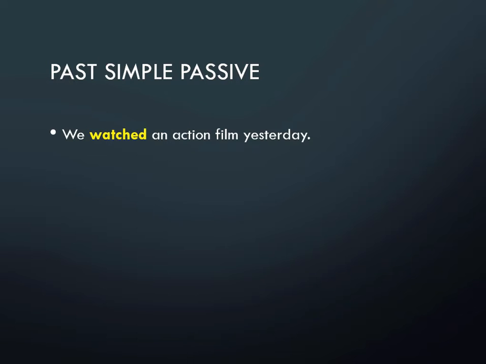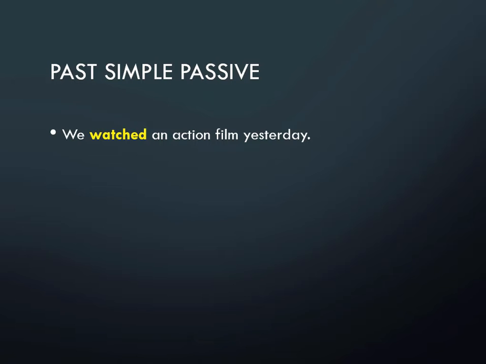In this part, we are going to talk about the past simple and how we can change the past simple into passive. How can we change an active sentence in the past simple into passive, from active to passive? Look at the example in front of you. We watched an action film yesterday.